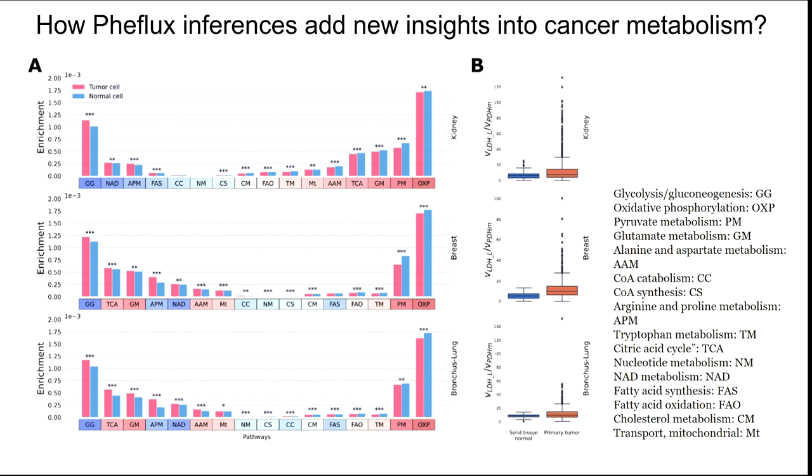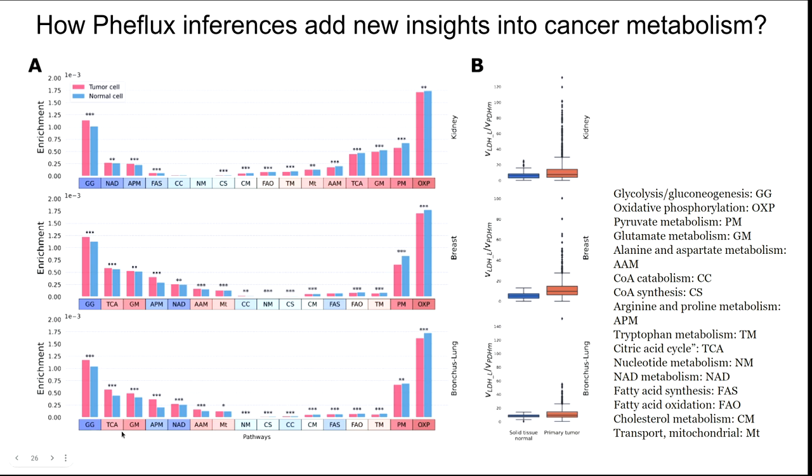So I'm going to focus just on the extremes. Here you have glycolysis, which is dominated by tumor cells. Tumor cells have more weight on glycolysis compared to normal cells, which matches the accepted view. On the other hand, oxidative phosphorylation is more prevalent in normal cells. So in this case, these two pathways are what we would expect. But things like TCA flip sides. For example, in kidney, the TCA is more prevalent among normal cells, but it changes sides for breast and bronchus lung.